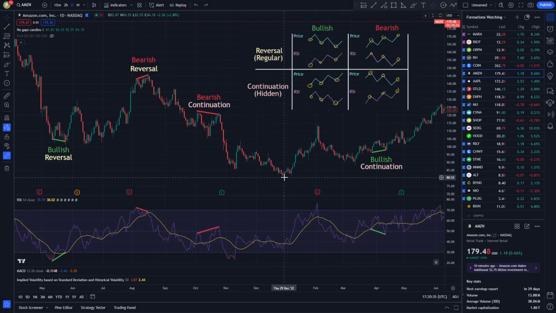After this downward move is over and price starts recovering to the upside, we see a bullish continuation setup whenever price makes a higher low, but RSI makes a lower low. This bullish indication plays out as price continues to the upside.